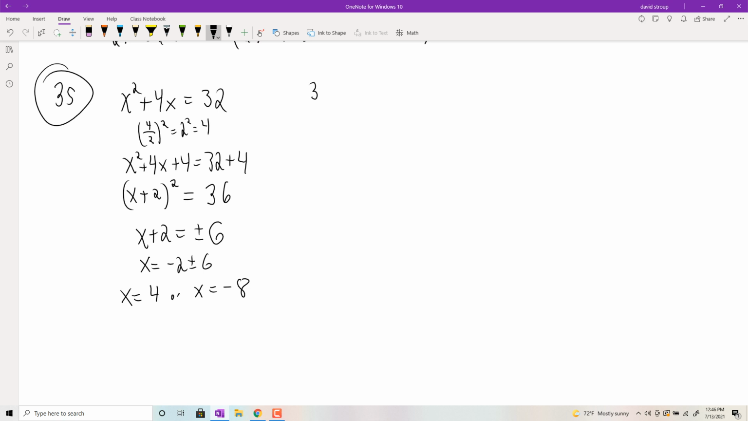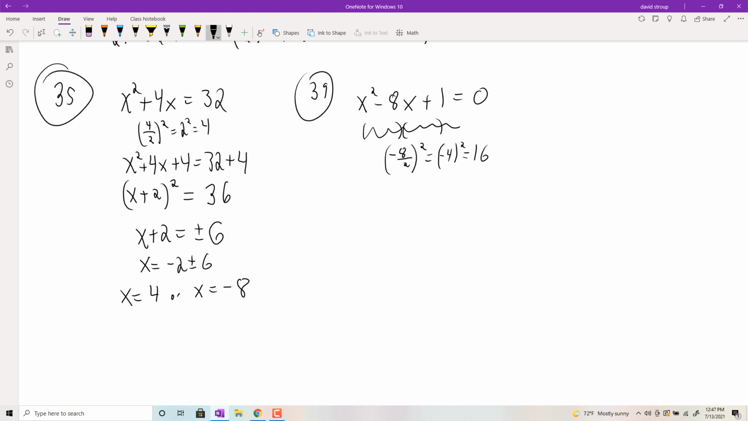Okay, let's look at another, 39. So here I have x squared minus 8x plus 1 is 0. Even if you attempted to factor this and set each part equal to 0, you wouldn't be able to. So one reason why you would want to use this method would be because of that. There's no way to factor this into something times something, right? It just won't pan out for you. So you're going to have to form the b over 2, in this case -8 over 2 squared. This is -4 squared, which is 16.